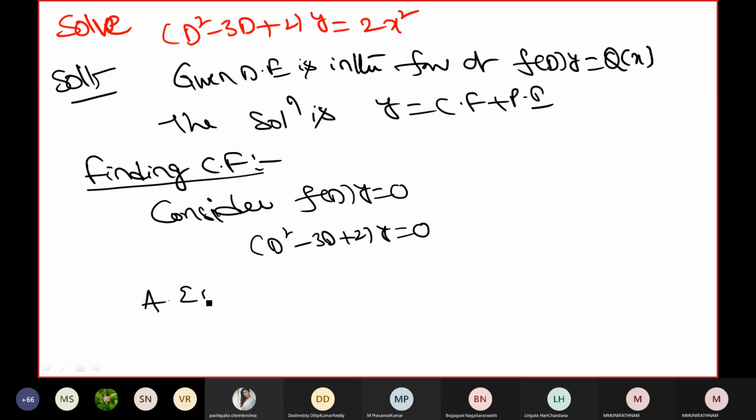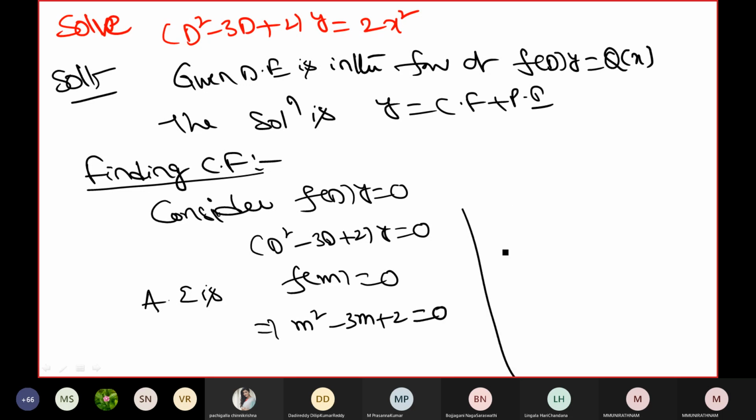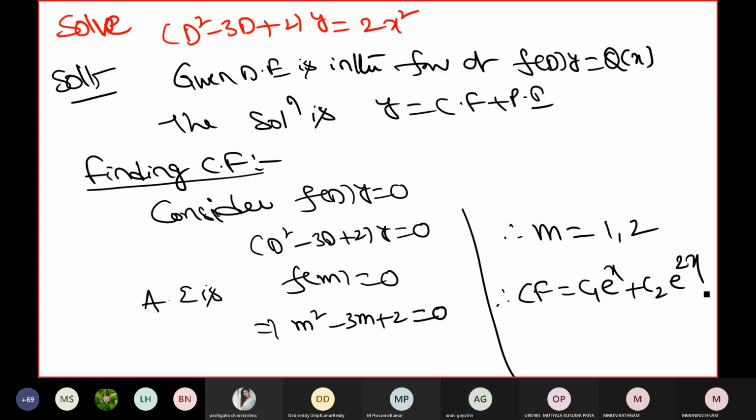The auxiliary equation is f of m equal to 0. So what are the roots of the auxiliary equation? Anyone? 1, 2. Very good. Then what is CF? e power x plus e2 e power 2x. Very good. So that's CF.